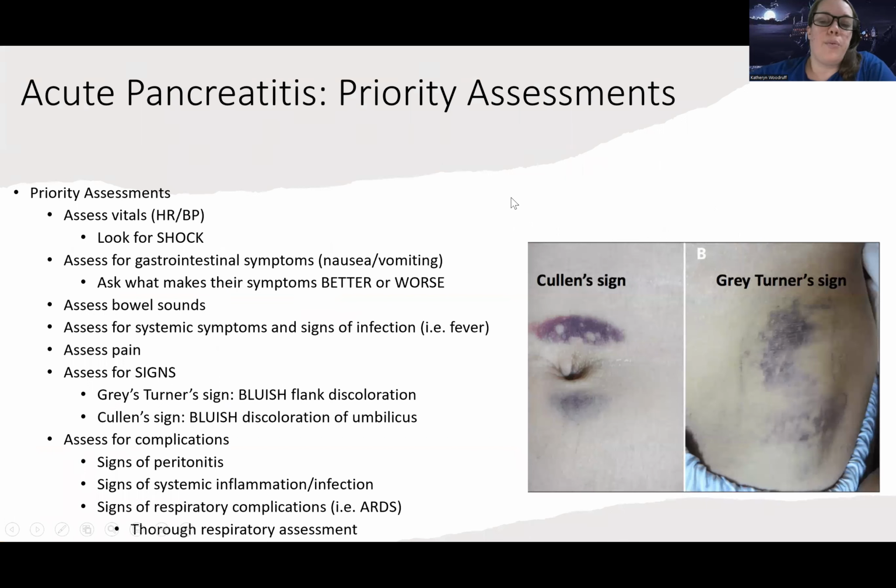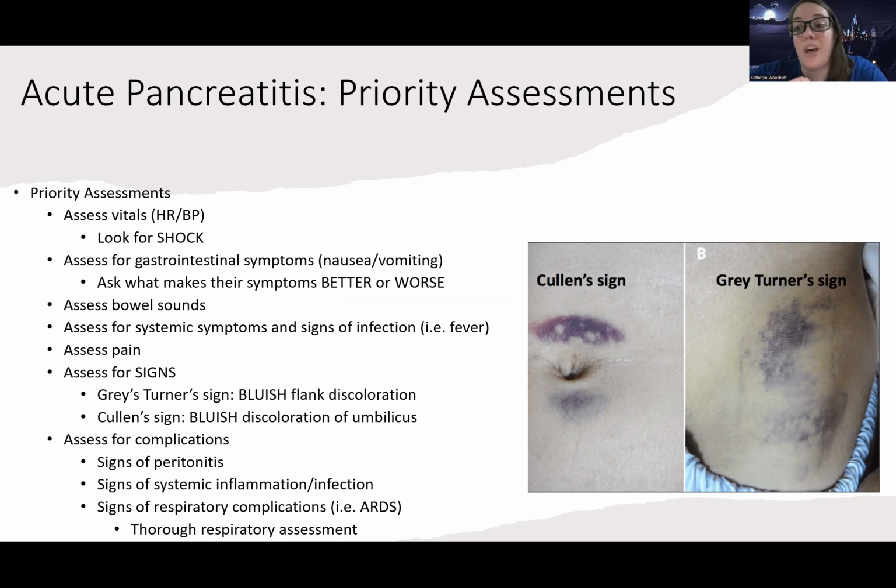Some priority assessments we want to do. This patient can have a lot of instability, like hemodynamic instability. So I want to check their heart rate and their blood pressure. I'm going to be looking for shock. And remember, with shock, your heart rate goes up, blood pressure goes down. We're going to be assessing for those GI symptoms like nausea, vomiting, and seeing what makes it better or worse, assessing for bowel sounds, looking for those systemic signs of infection, assessing pain.